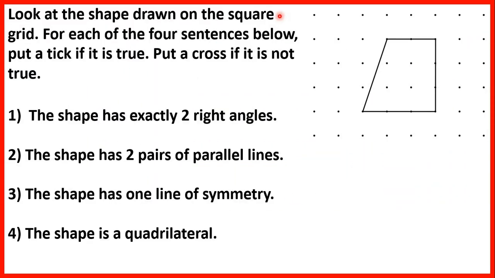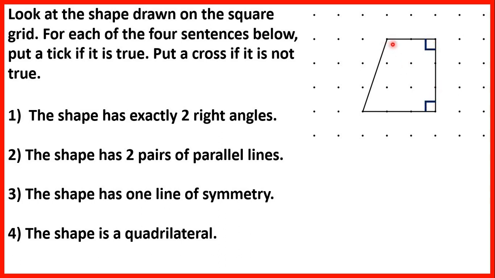Look at the shape drawn on the square grid. For each of the 4 sentences below, put a tick if it is true, put a cross if it is not true. First, we have the statement, the shape has exactly 2 right angles. So remember, a right angle is like the corner of a piece of paper or the corner of this screen.